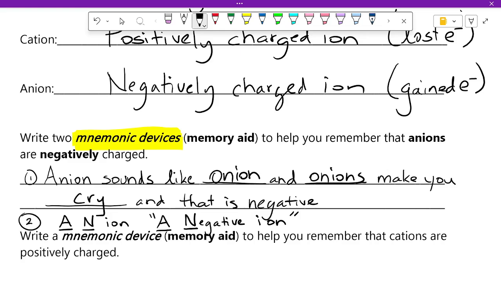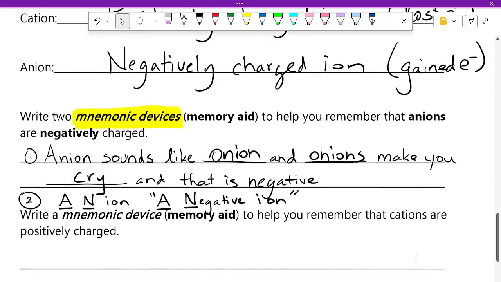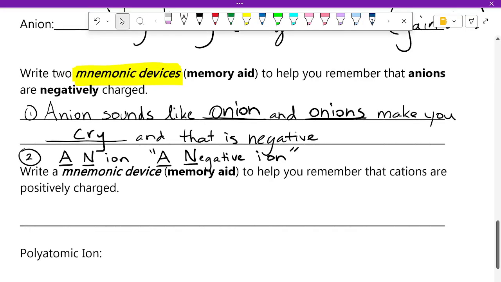And who has a mnemonic device to help you remember that cations are positive? Please raise your hand if you have one.